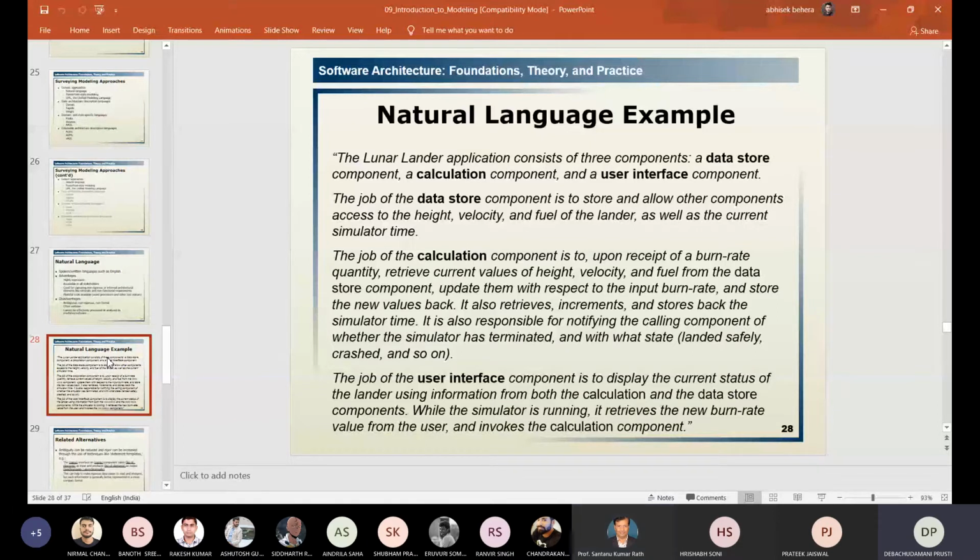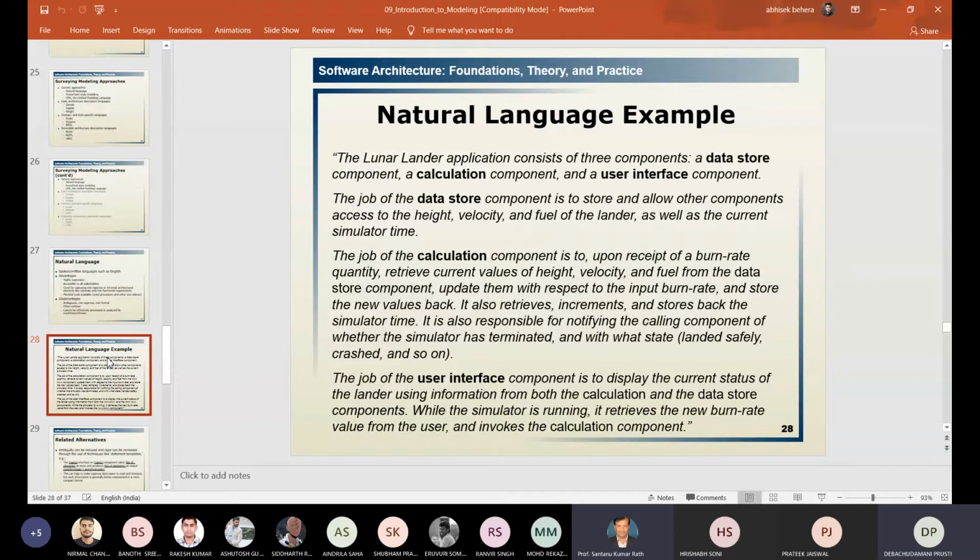It also retrieves the increments and stores them back to the simulator time. It will also retrieve the increments, which are changed along with all the values like height, fuel, or velocity. Then it will again store them back with the simulation time. It is also responsible for notifying the calling component whether the simulator has terminated and with what state.